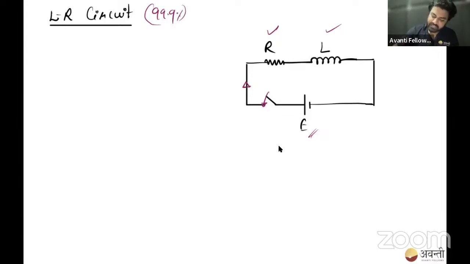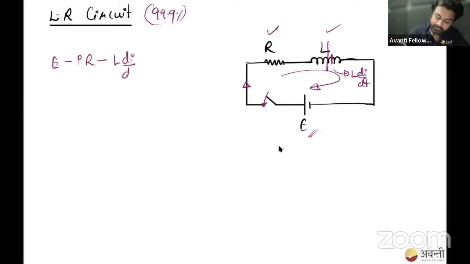If I apply KVL in this circuit, how will I write? E minus IR minus, this will basically be a battery forming, right? It will be forming a battery which will be of L di by dt. Just now I explained, right? So minus L di by dt, which is equal to 0. So this is the equation, or we can write it in this form also: E is equal to IR plus L di by dt.